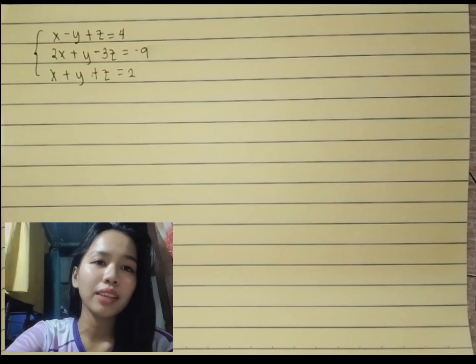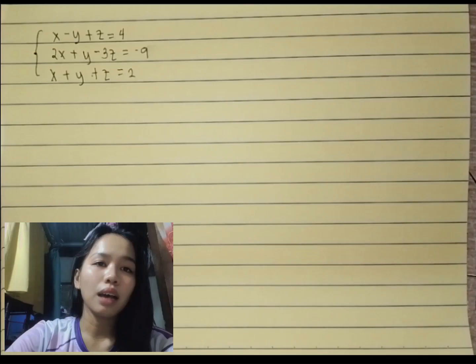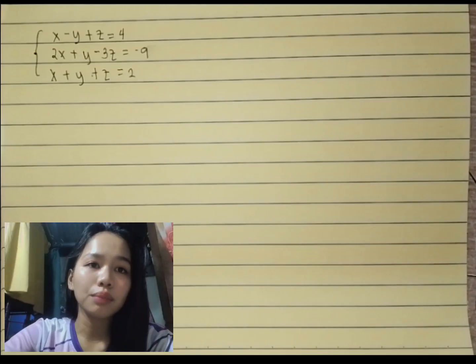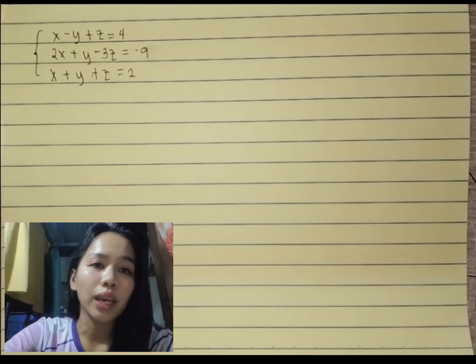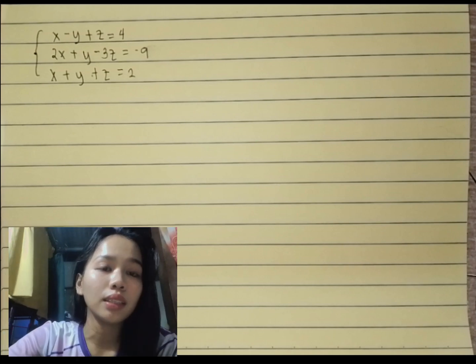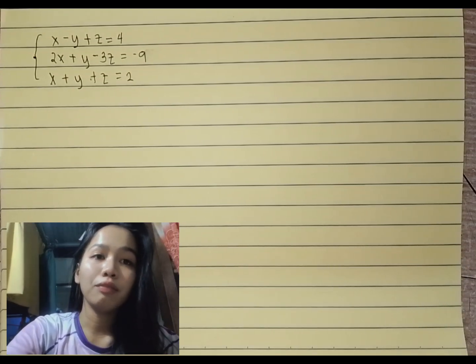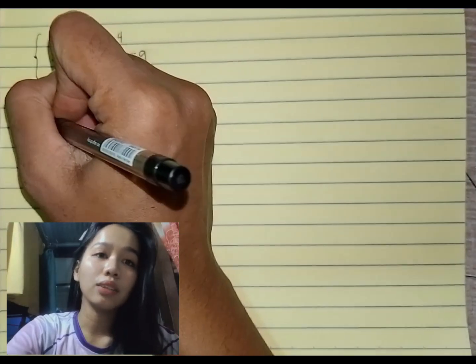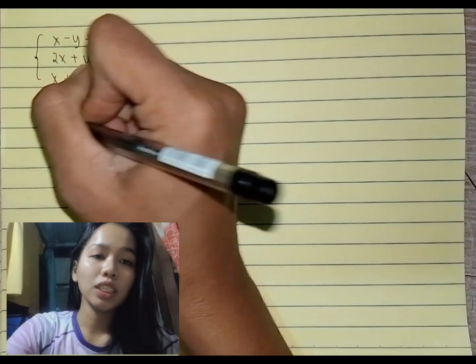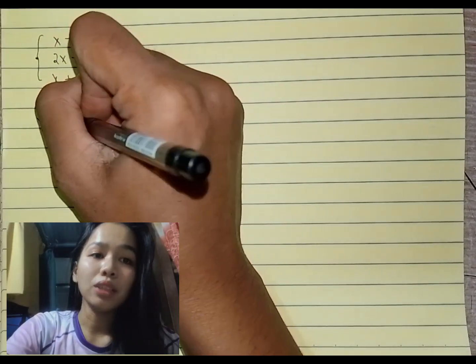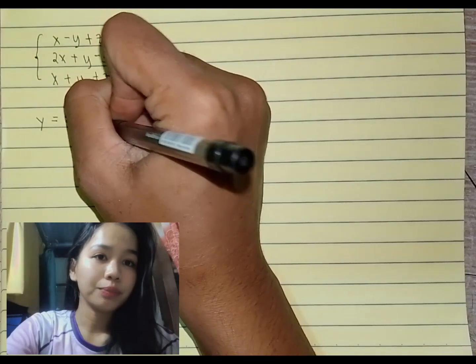So I have here another example for better understanding. The second example that I have here is x minus y plus z is equal to 4, 2x plus y minus 3z is equal to negative 9, and x plus y plus z is equal to a constant. The thing that we need to do in solving these unknown variables is to isolate a variable, which is y is equal to minus x minus z.